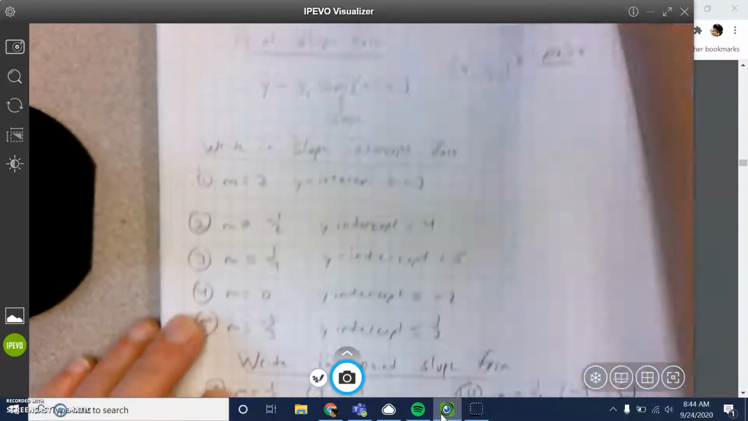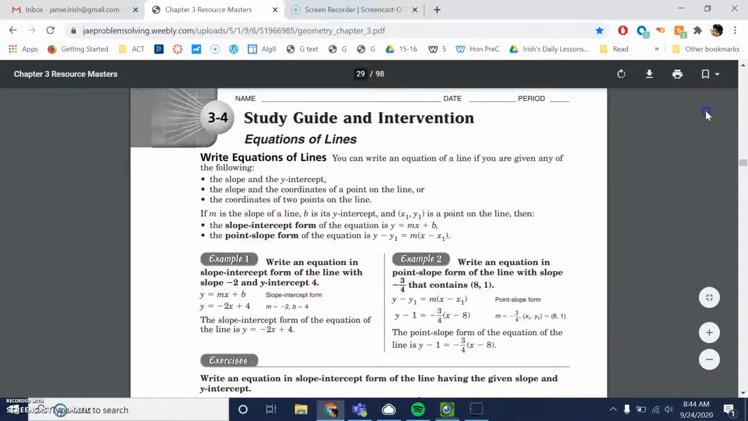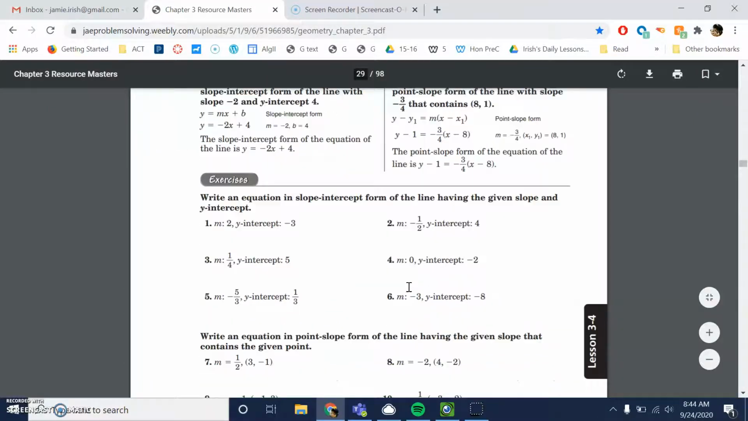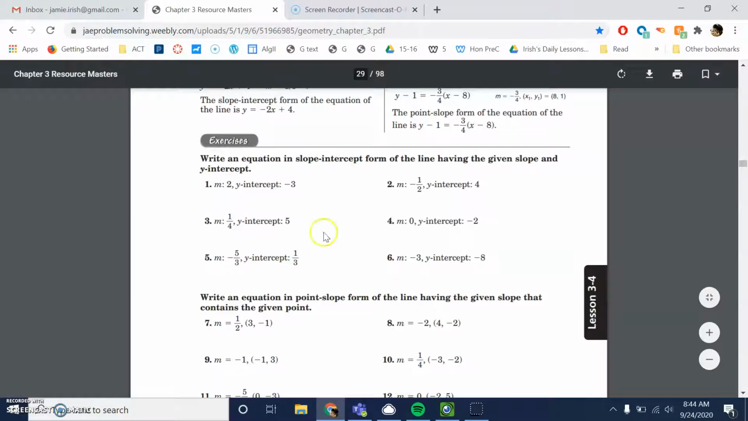Okay, cool. Next, here are some problems to do. Copy these down from your PDF right here. You have 1, 2, 3, 4, 5 we're going to do. Once you get 5, you're good. Number 6 is whatever. Write an equation in slope-intercept form of a line having the given slope and y-intercept. So write a little directions. Copy down 1, 2, 3, 4, 5 in your notes. Go.